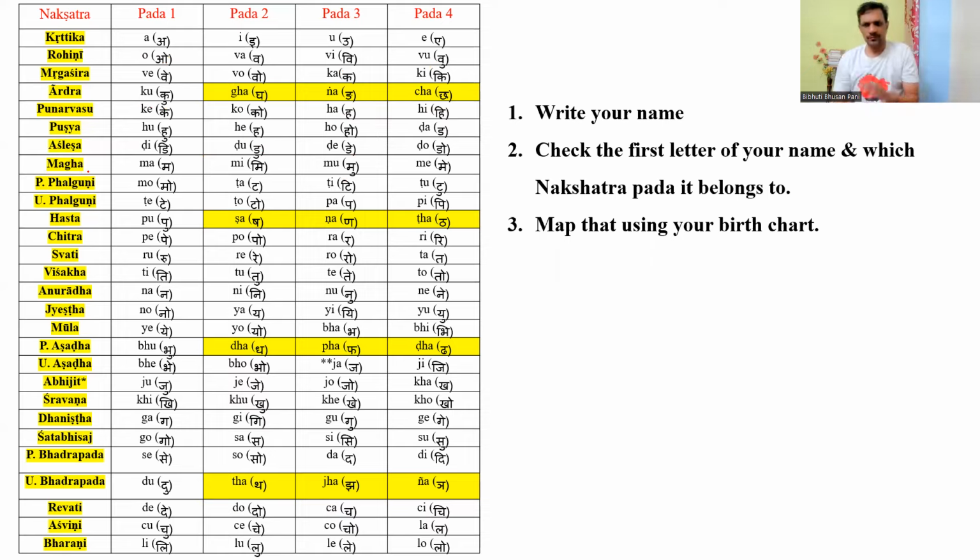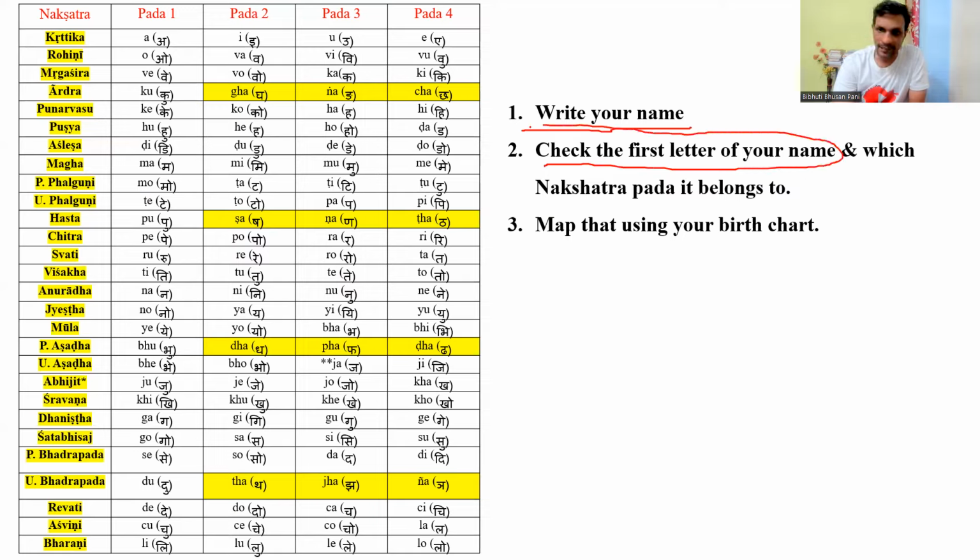Okay. So this is all we need to know: the nakshatra pada sounds. So what are the steps we need to follow? First, write down your name. First step is to write down your name. Then the next step is to check the first letter of your name.